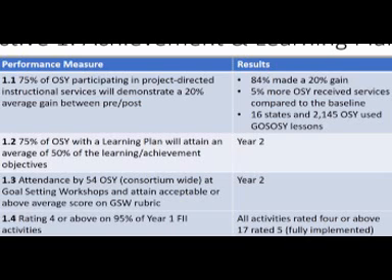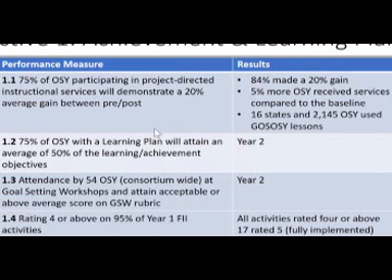Let's go ahead and get started with talking about the objectives. Up here you can see we've got 4 performance measures under objective 1, which has to do with the achievement and learning plans for OSY. We measured 1.1 in year 1. The performance measure was 75% of OSY participating in project-directed instructional services will demonstrate a 20% average gain between pre and post. And we had 84% making a 20% gain. And then some other statistics on how many students were served and things like this.